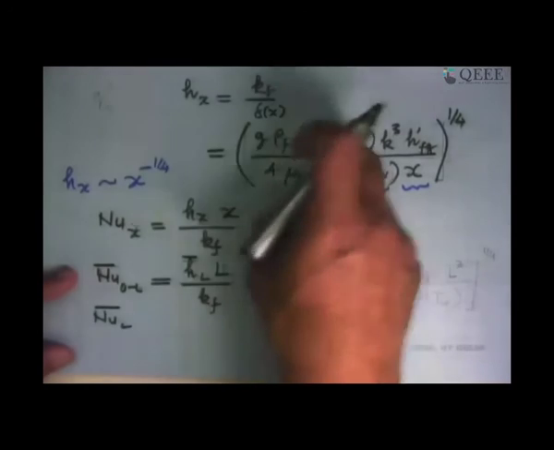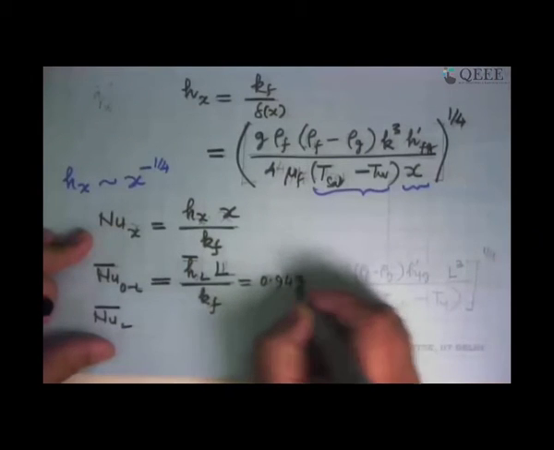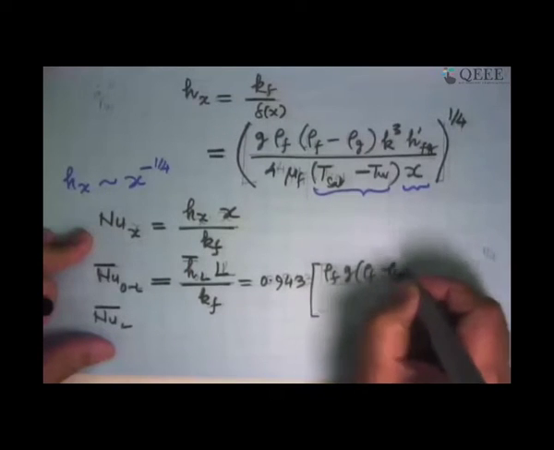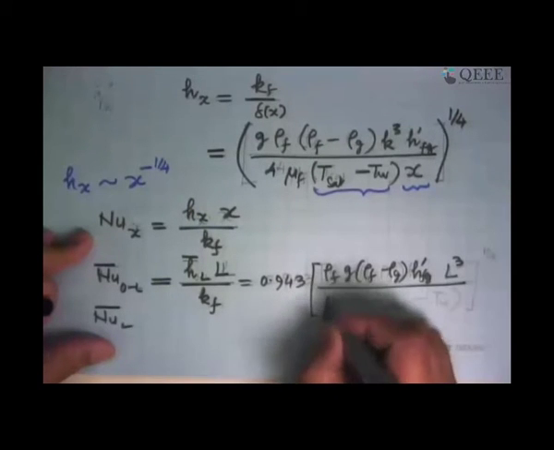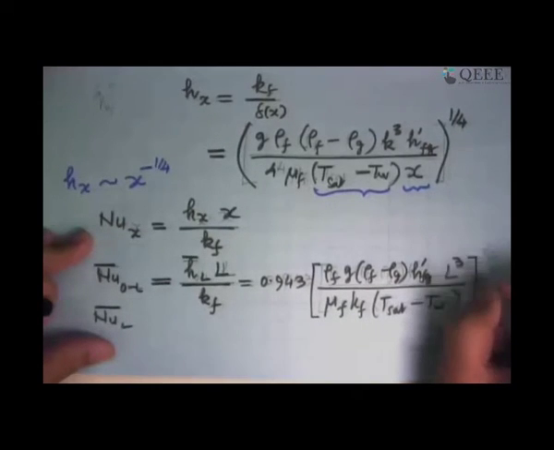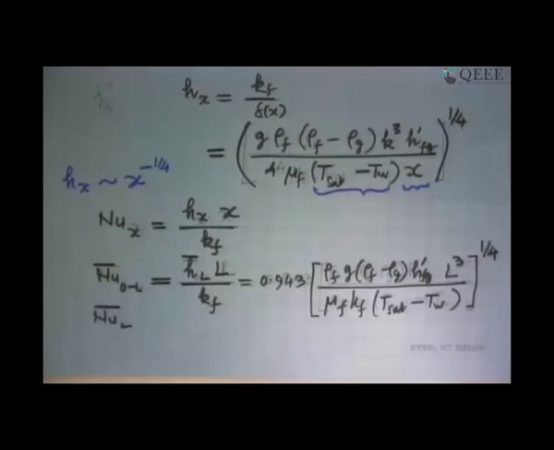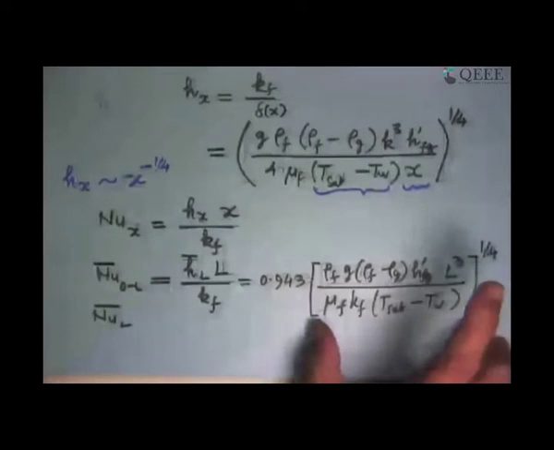And so if we substitute this h_x value in this and solve it, we get 0.943 times rho_f g (rho_f minus rho_g) h_fg prime L cubed divided by mu_f k_f (T_sat minus T_w), all of it raised to the 1/4 power. So what we were looking for, we have got here, and it tells us that the left side is non-dimensional, which also tells us that this whole thing has to be non-dimensional.